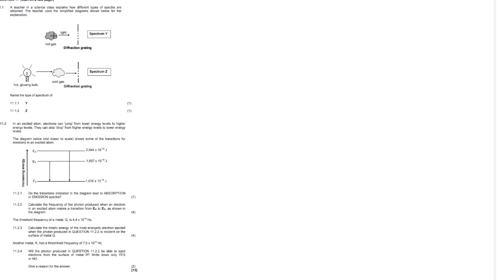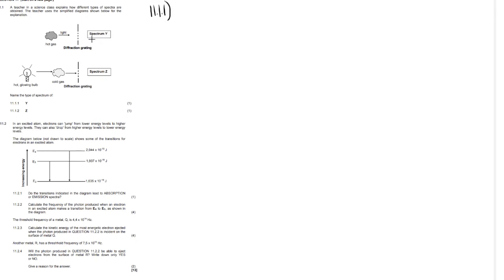You've got hot gas and light flowing through it that shines through a diffraction grating to create spectrum Y, and then that hot glowing bulb, that light shining through cold gas, and then through a diffraction grating to create spectrum Z. Name the type of spectrum of 11.1.1? Well, let's have a look. 11.1.1, Y.